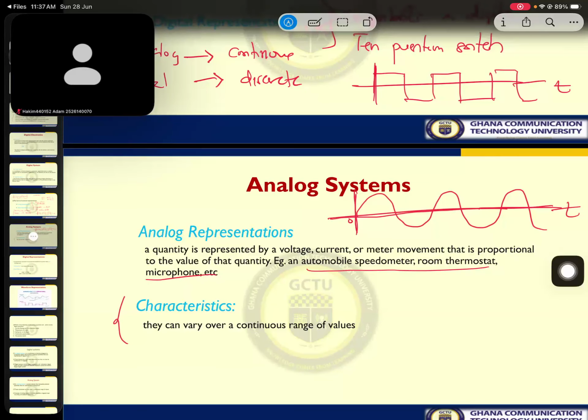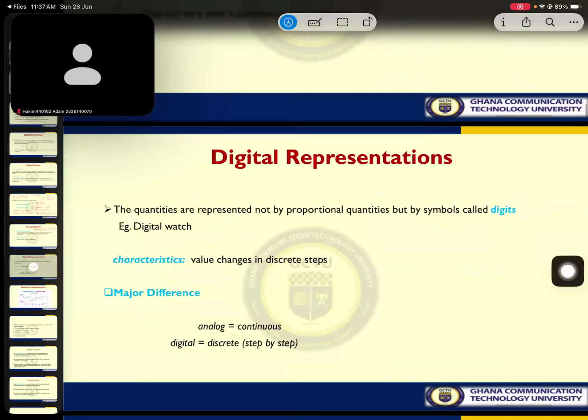Okay. Good. Then we come to digital representation. The quantities are represented not by proportional quantity, but by symbols called digits. These symbols or digits are zeros and ones. Digital systems process zeros and ones. So a digital system manipulates information that is represented in a digital form.